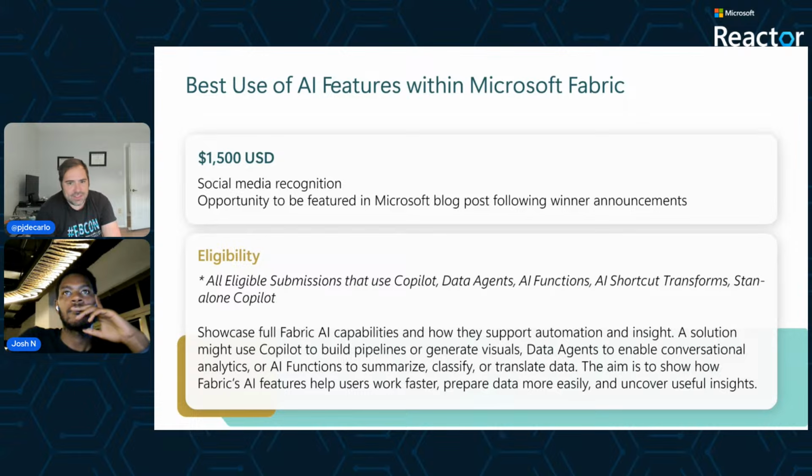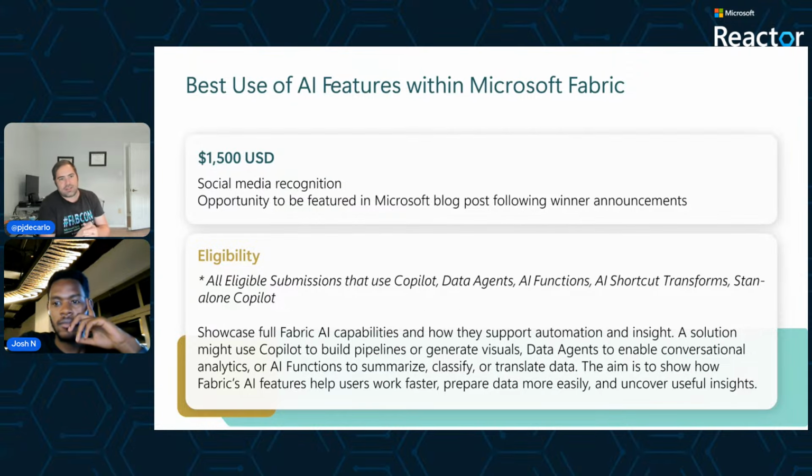Best use of AI features. These are a little bit different because when we say the features, this is kind of the smaller intersection of specifically Copilot, data agents, AI functions, AI shortcut transforms, and standalone Copilot. Again, $1,500 with this one.